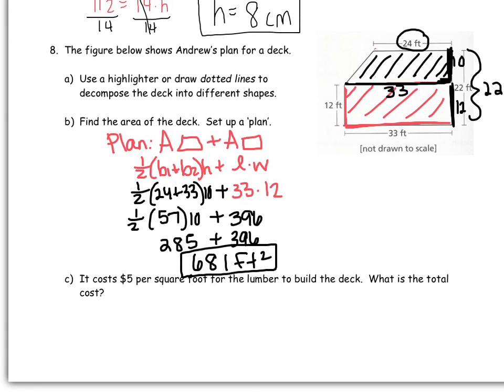Now, if it costs $5 per square foot for the lumber to build the deck, we need to figure out how much we would pay him. So since our deck is 681 square feet, and each square foot costs $5, we must multiply to get a total of $3,405. So that's the cost for building a deck that's 681 feet squared.